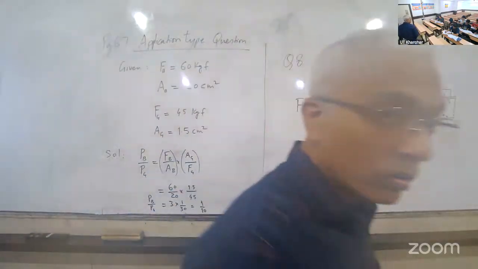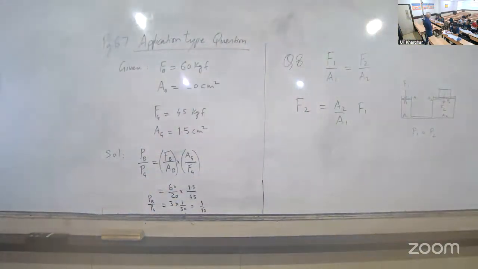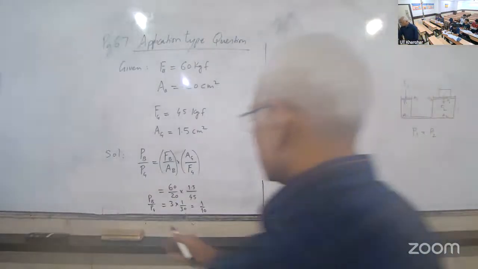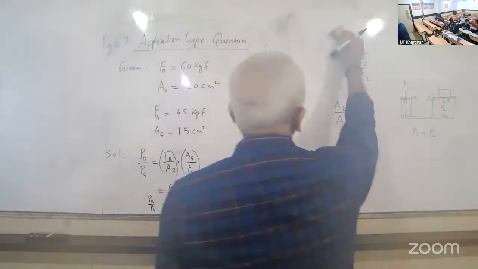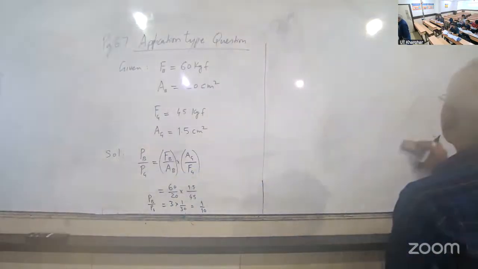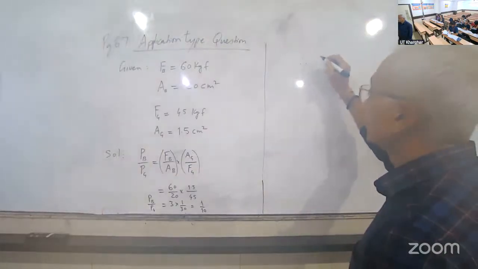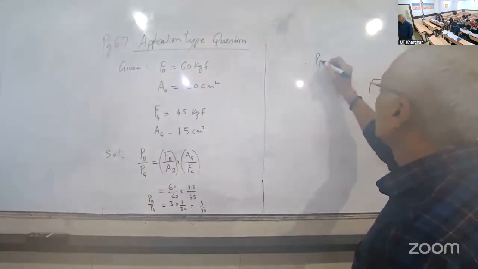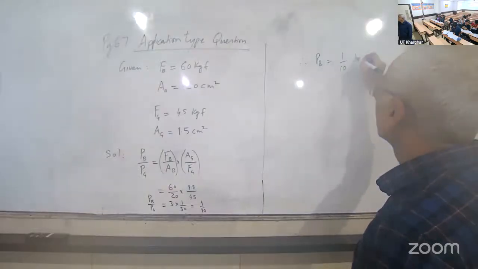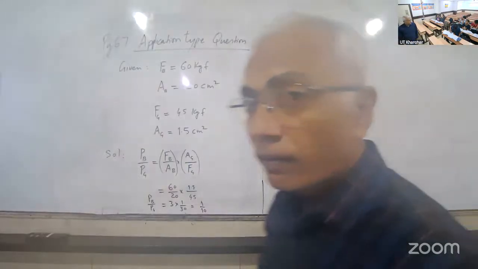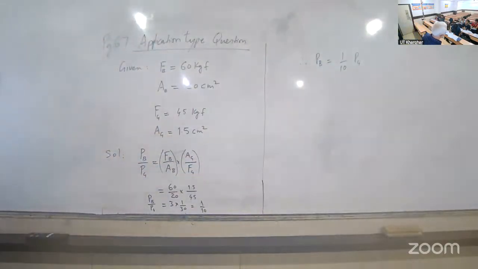So who is exerting more pressure, the boy or the girl? So if you do this, what is the relation? P due to boy is 1 by 10 of P due to girl. What is the pressure due to boy? 1/10 of pressure due to girl.